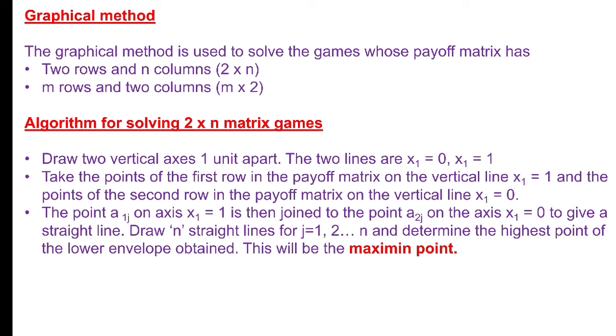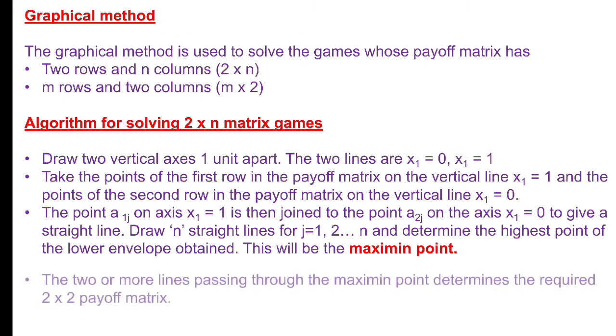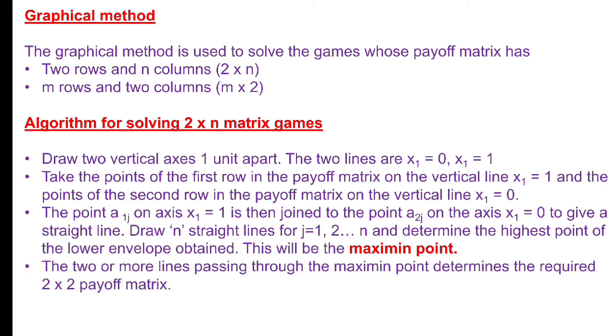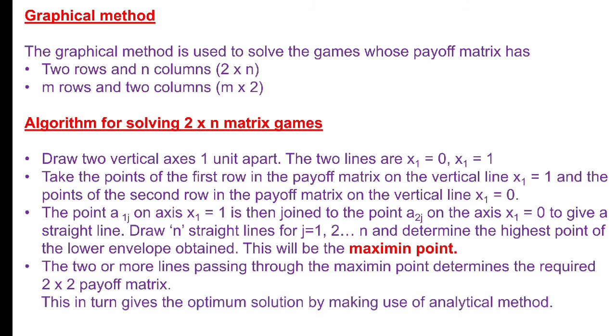While solving the graph, you will come to know that 2 or more lines passing through the maximum point determine the required 2 by 2 order matrix. That's the way we have to bring it. After that, we follow the same steps as before. Then this is in turn the optimum solution. Make use of the analytical method.